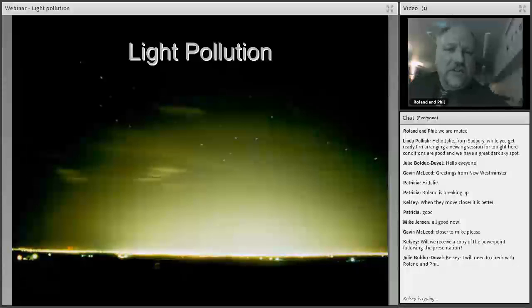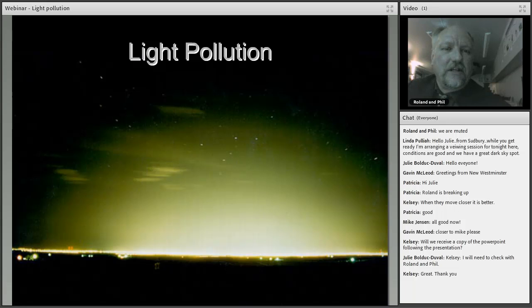So light pollution. I think this is what people imagine when they think of light pollution. This is a photograph of Calgary taken about 25 years ago. And you can see this glow of light above the city. And I think for many people, this is what light pollution is all about.